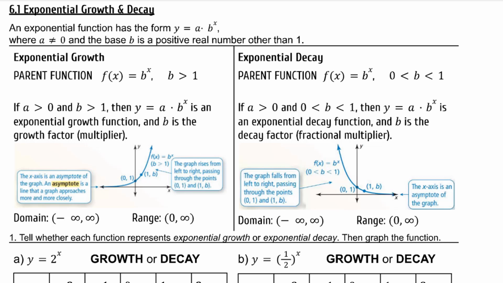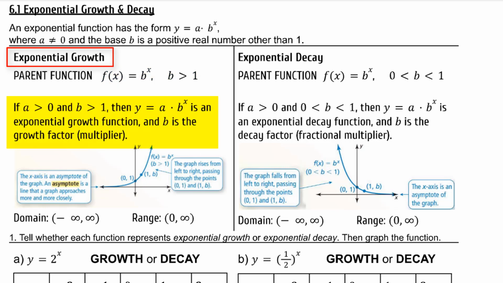Today we're going to talk about exponential growth and decay. An exponential function has the form y equals a times b to the x, where a is not equal to 0 and the base b is a positive real number other than 1. The parent function for exponential growth is b to the x, where b is greater than 1.